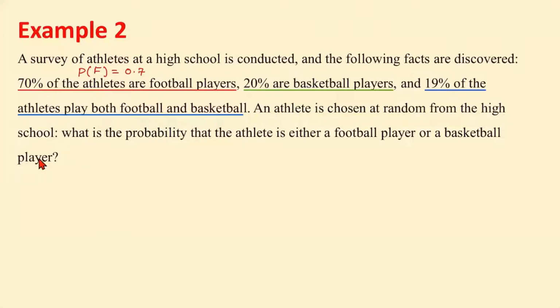If we go to the second, 20% are basketball players. So the probability that they play basketball is 0.2. And then 19% of the athletes play both. So that means the probability that they play football and also basketball is 0.19. So that information is given to us.